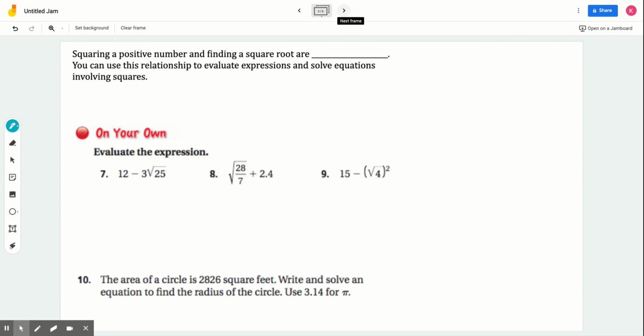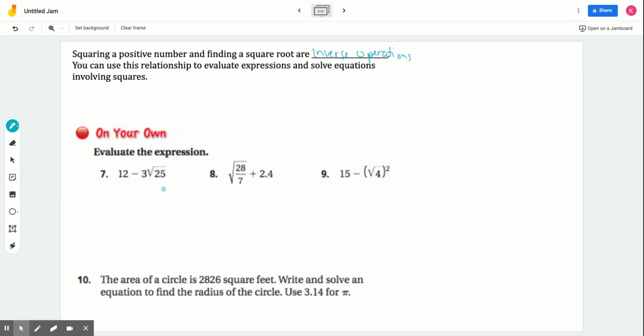Squaring a positive number and finding a square root are inverse operations. They are the opposite of each other. You can use this relationship to evaluate expressions and solve equations involving squares. So here we're going to simply work through to solve or evaluate the expression.